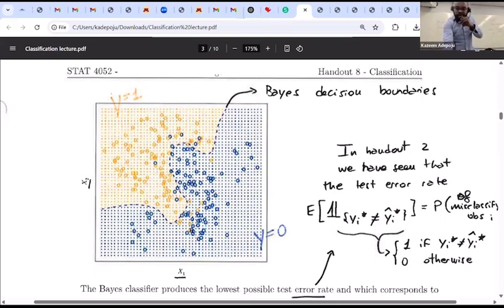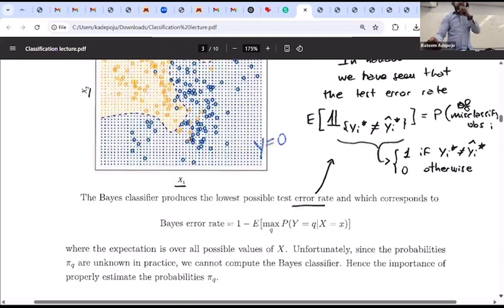Now, I've talked about there's always going to be error rates. And I said the Bayes classifier produces the lowest possible test error, which corresponds to this. So the Bayes error rate is going to be 1 minus the expected value of the maximum, because we are seeking the maximum posterior value. There's going to be so many of them, and that is why you can see here the average. So 1 minus that.